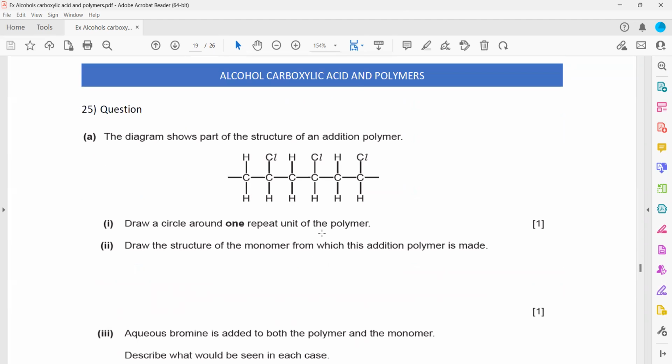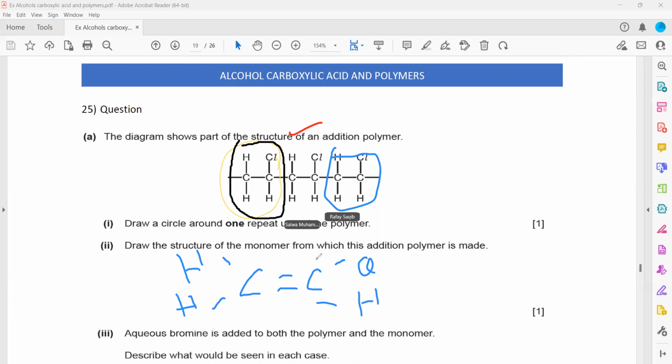Then question 25: the diagram shows a part of a structure of an addition polymer. Draw a ring around one repeat unit. You can draw it anywhere, like the first one, the middle, or the last one.